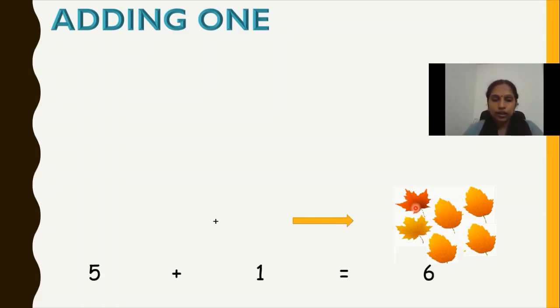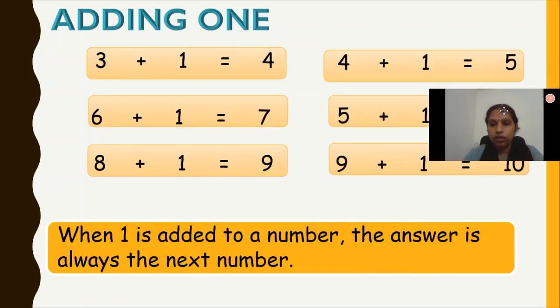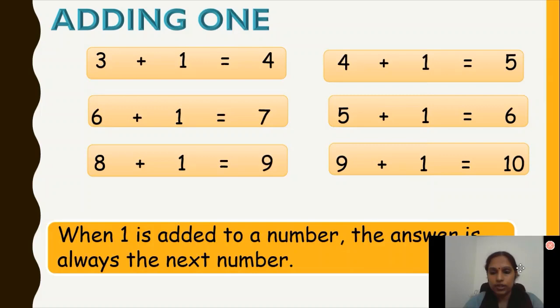6. So we had initially 5 leaves. We added one more leaf. Totally we got how many leaves? 6 leaves here. Did you understand this? This is called as adding 1. Now you will see few more examples.